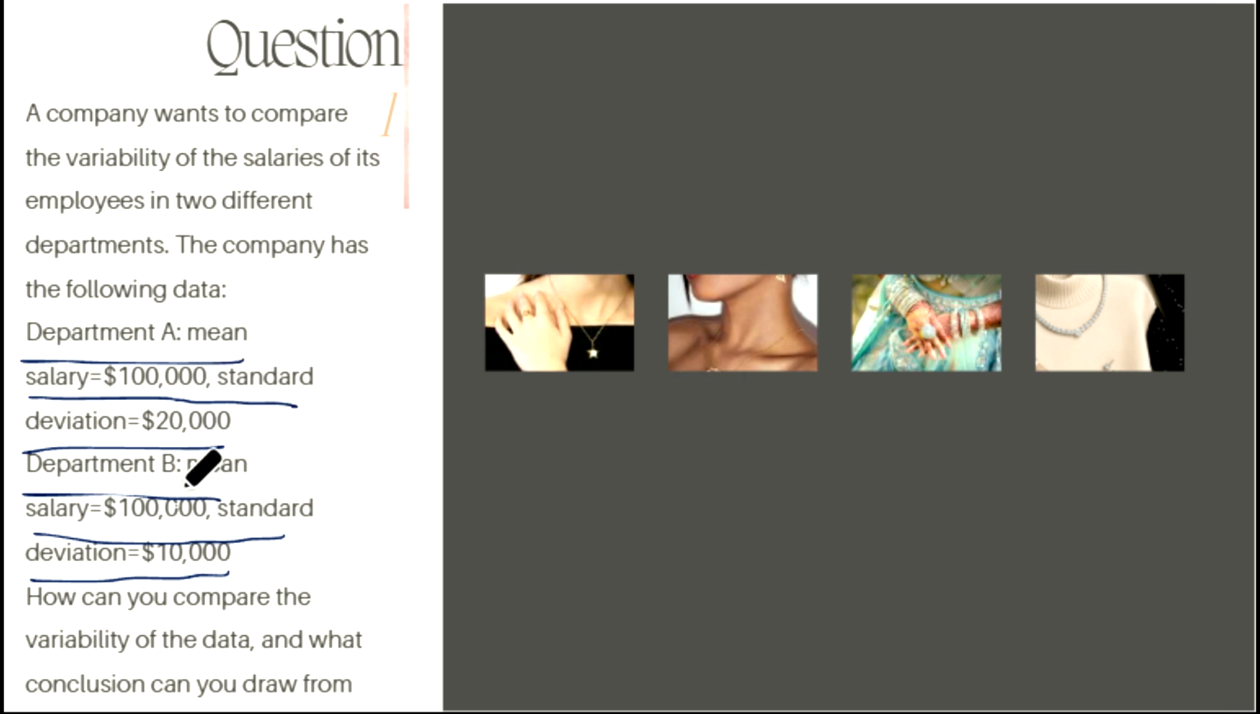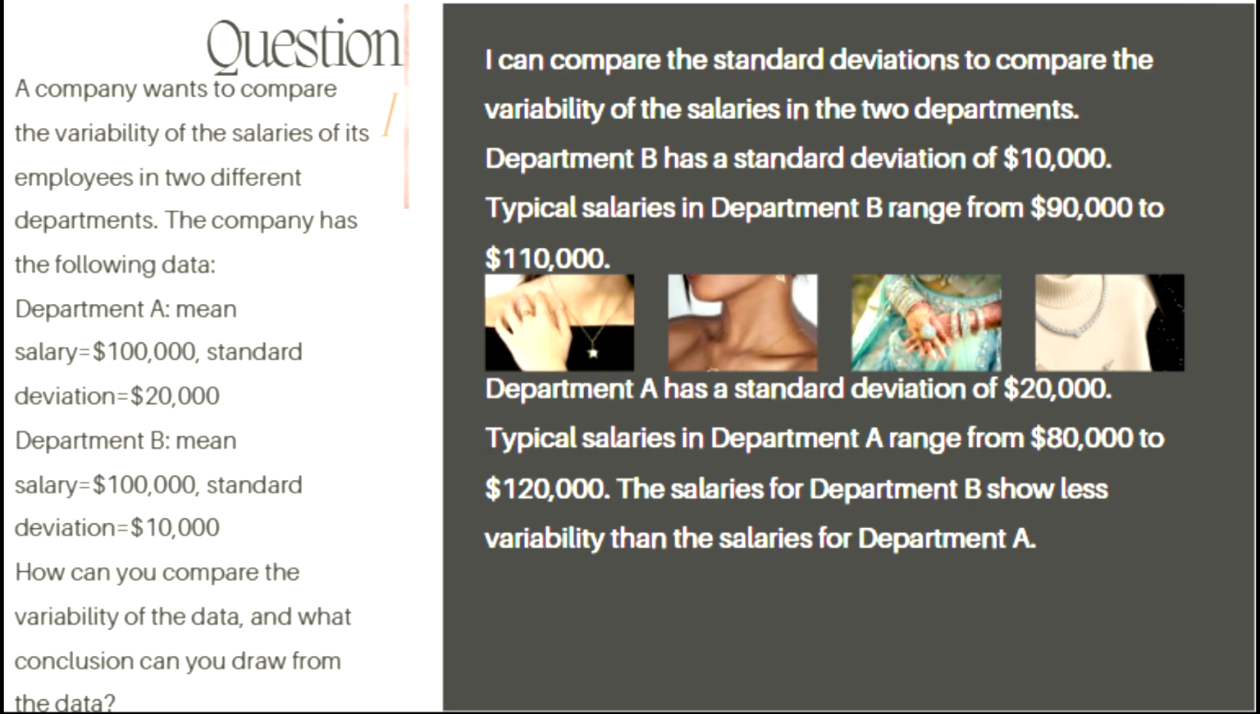So these have the same mean salary, so the only thing that matters are the standard deviations. And what these tell you is that in Department A, there's a bigger variation, there's a bigger spread in wages than there is in Department B. Okay, that's all it says.